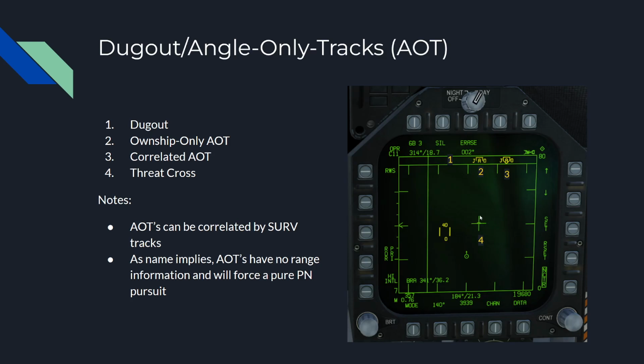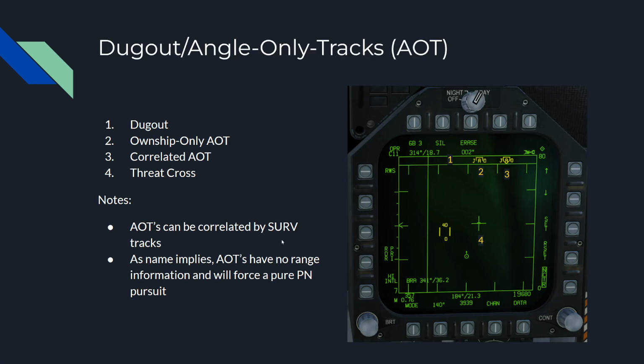And 4, this is pretty recent actually. This is your threat cross. If you press the nose wheel steering button, or that pinky button, that's the next track that it's going to lock onto, or start building a TWS track for.